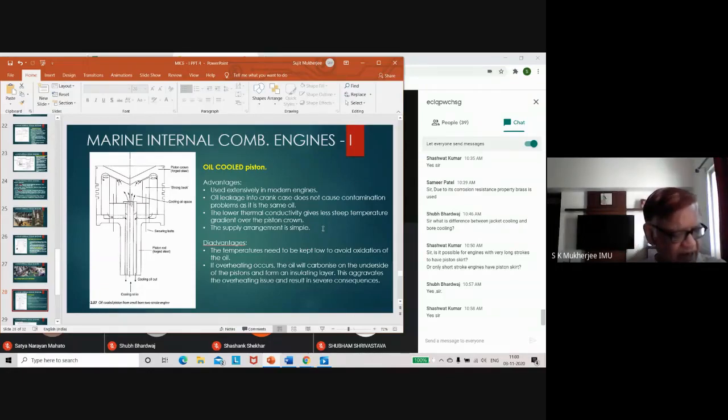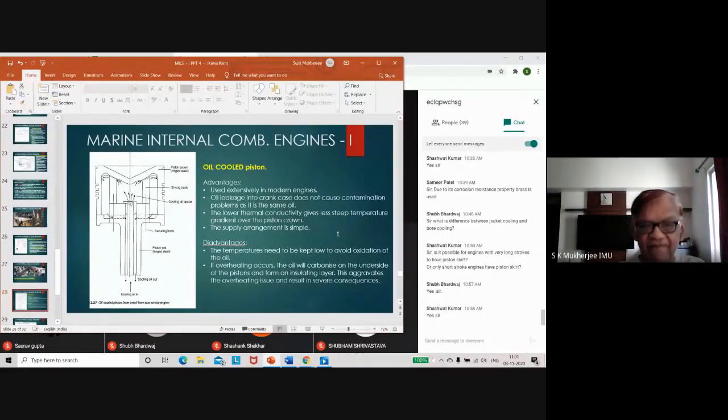What is specific heat? It is the amount of heat required to raise 1 gram of the material through 1 degree centigrade. For water, it is 1 calorie. 1 calorie is required to raise 1 gram of water through 1 degree centigrade. That is your specific heat. For the lube oil, it is much less. So when you throw water, the heat extraction is much more for the same mass of water that is thrown. But when you throw the same mass of oil, the same amount of heat extraction is not there.